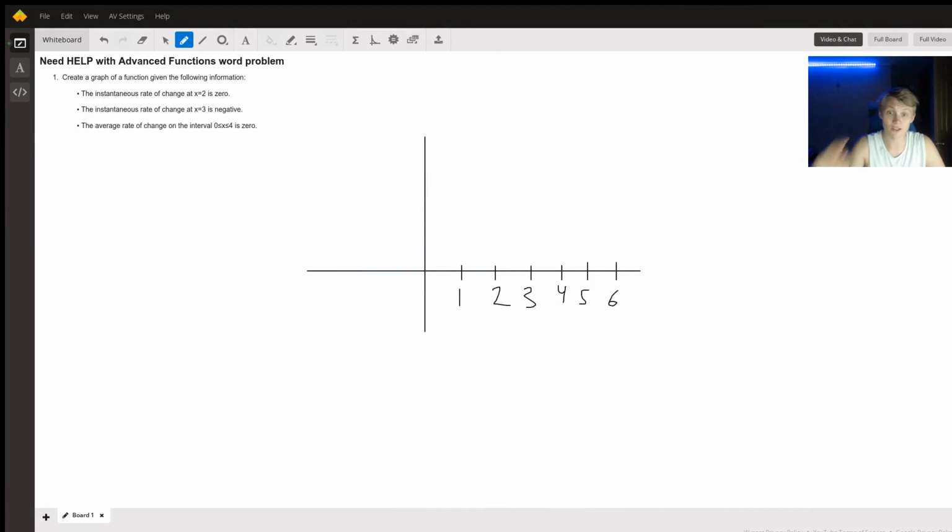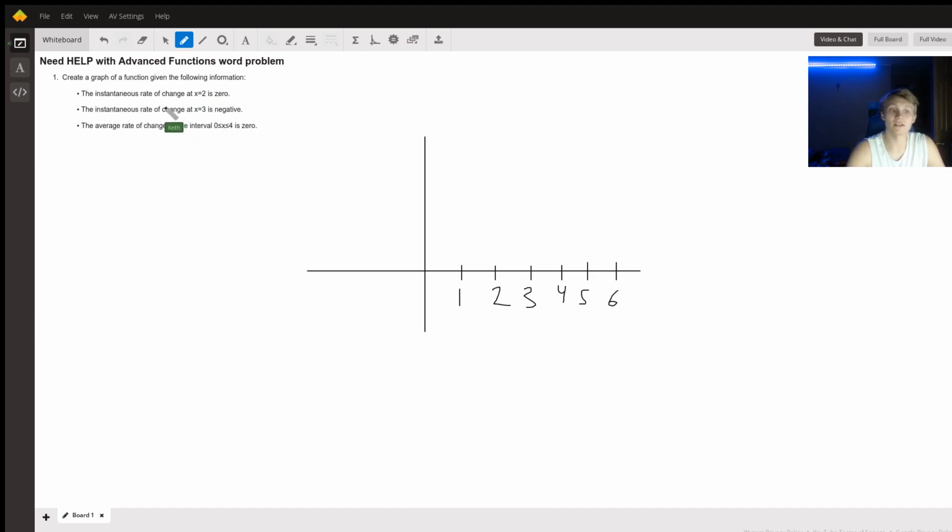from advanced functions, in which we're asked to create a graph with three things. We want the instantaneous rate of change at x equals 2 to be 0, the instantaneous rate of change at x equals 3 to be less than 0, and the average rate of change on the interval from 0 to 4 to be 0. So let's unpack this a little bit.